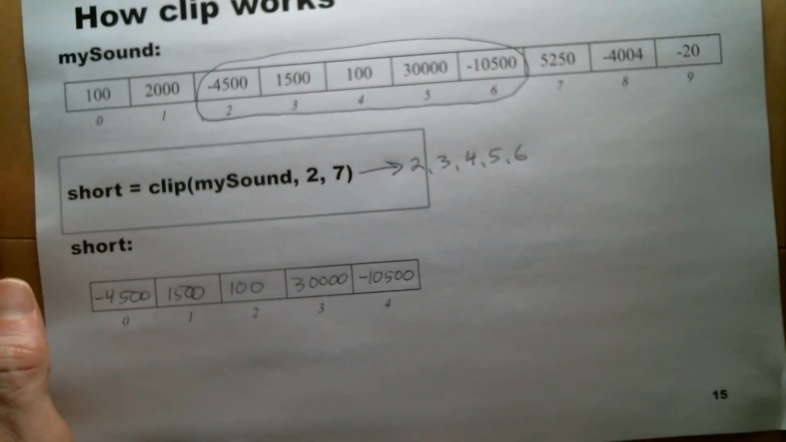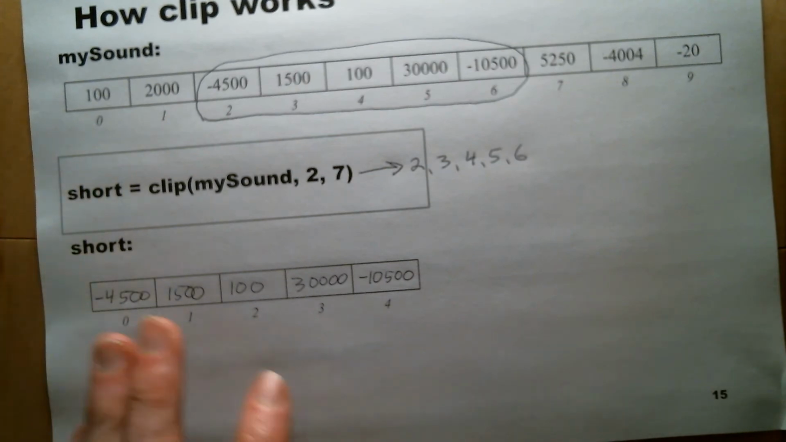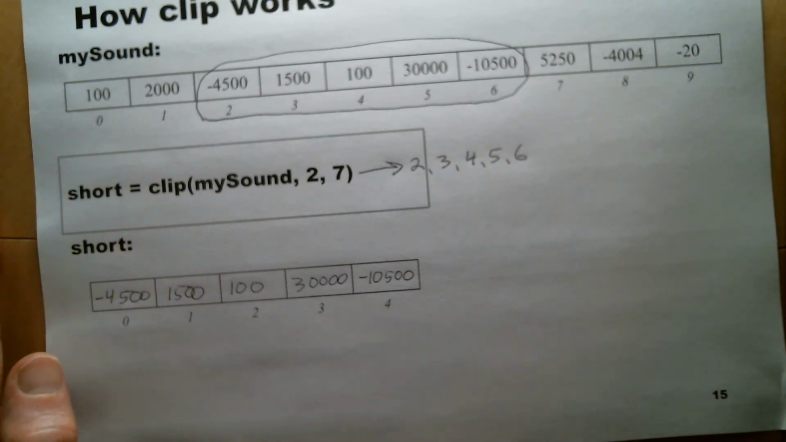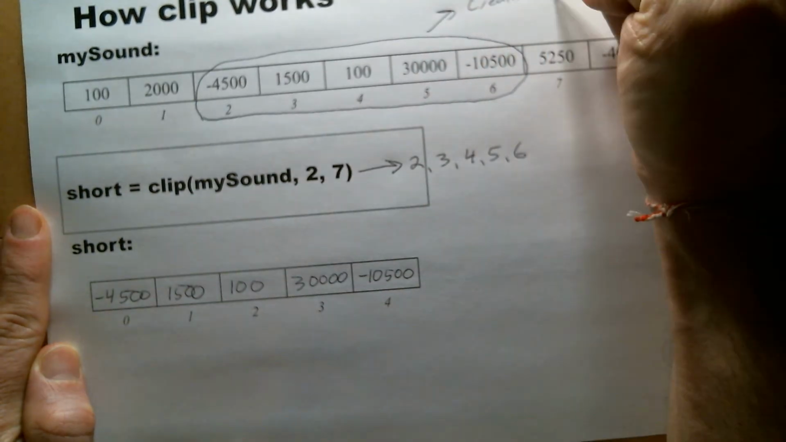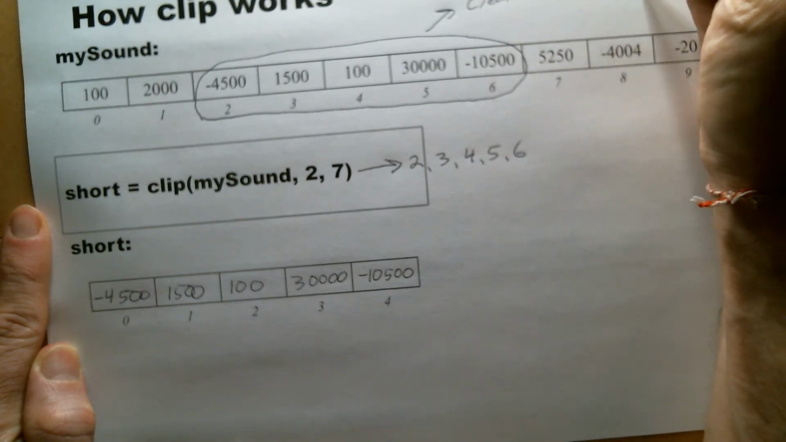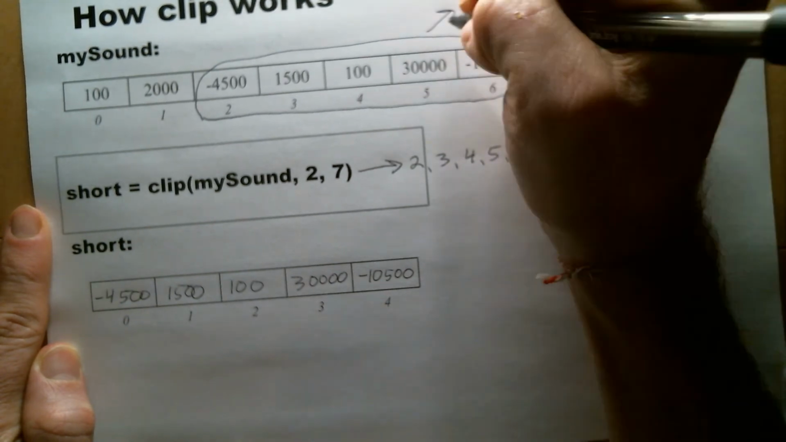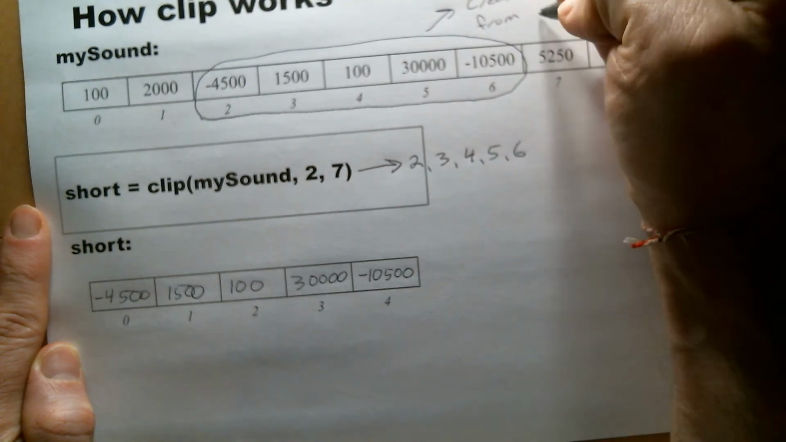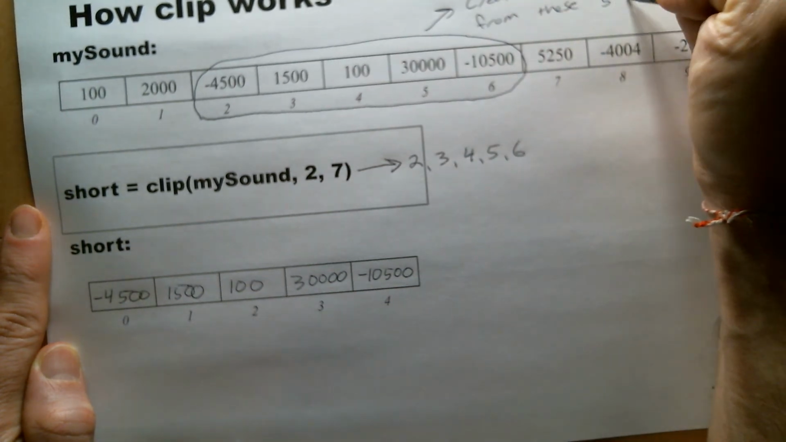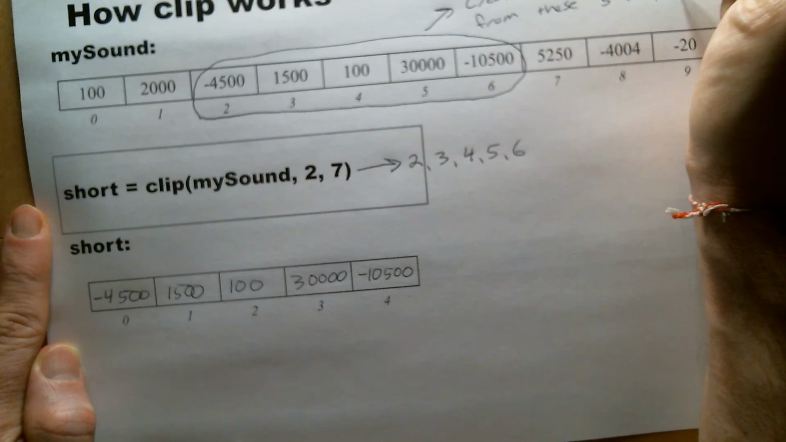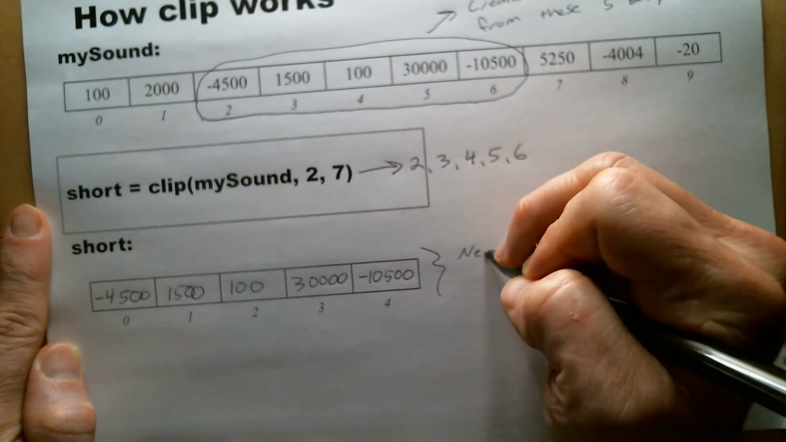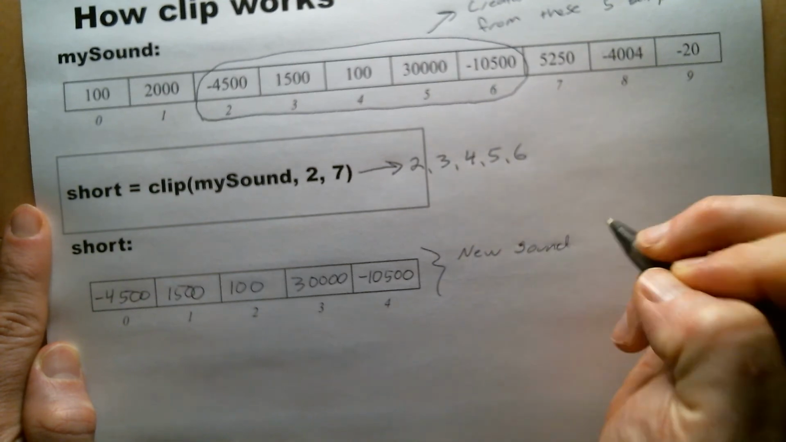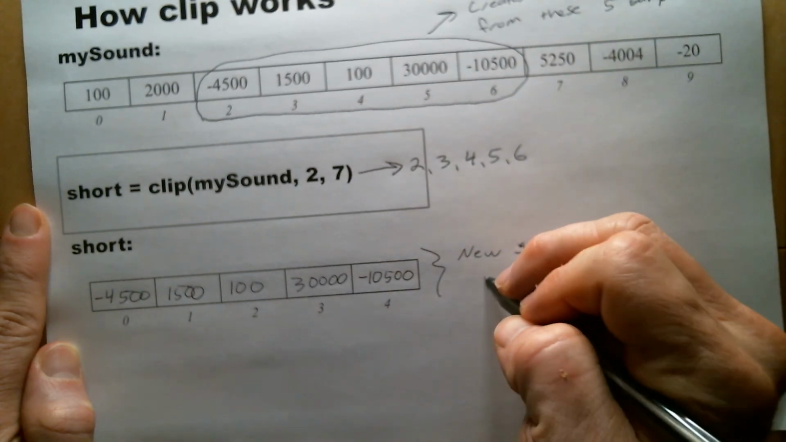And just remember, these are all wave heights. So basically it creates a new sound from these 5 samples. And down here is our new sound with a size of 5.